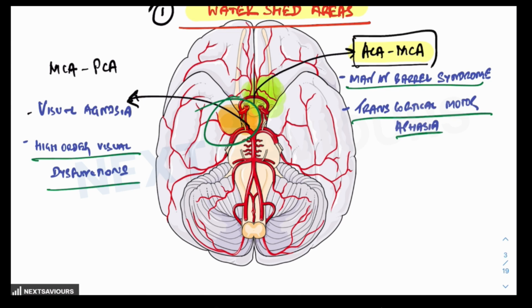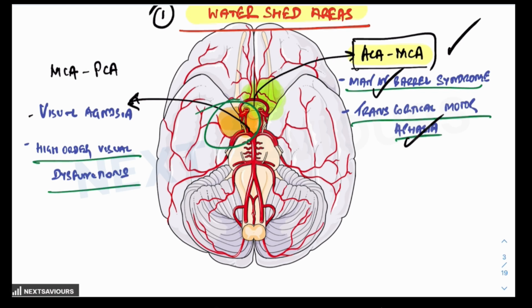One is in between the anterior cerebral artery and the middle cerebral artery territories, which is mainly in the frontal and the parietal lobes. If this area is affected because of ischemia, then it will result in man-in-barrel syndrome, which is identified as a proximal limb weakness affecting the shoulders and the hips, but sparing the hands and feet. And the other component by which it can be identified is a transcortical motor aphasia if the dominant hemisphere is affected.